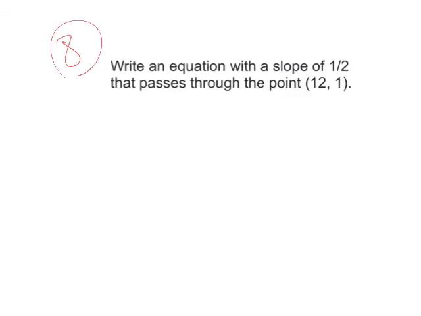All right, number 8. I know this is a lot of practice, but it's good, isn't it? We're going to do well on that quiz tomorrow. Those of you who are doing this, thank you. Write an equation with the slope of 1/2 that passes through the point (12, 1). So y equals mx plus b. This is what we talked about today. What do we know? The slope is our m. We know that, and then we know an x, and we know a y.